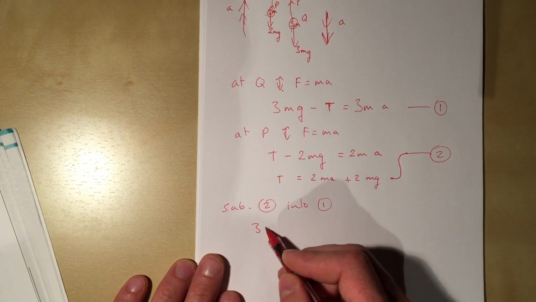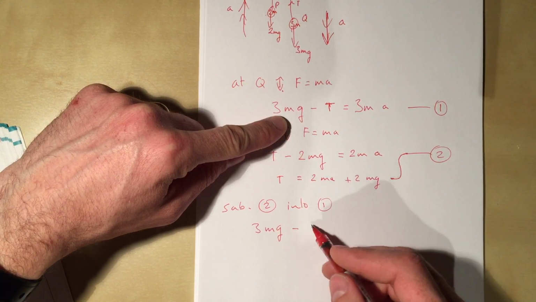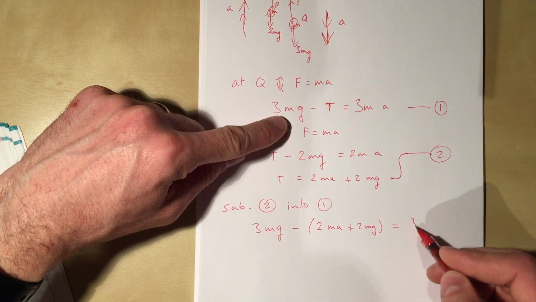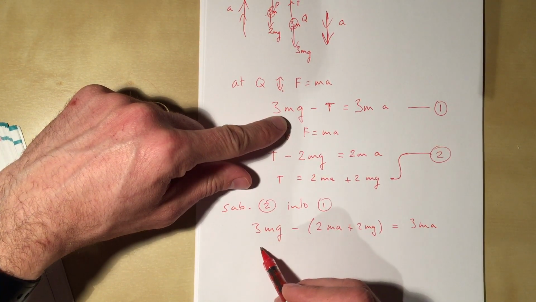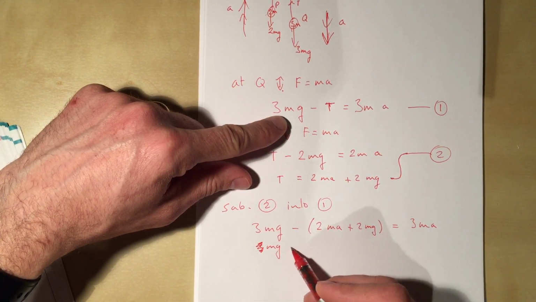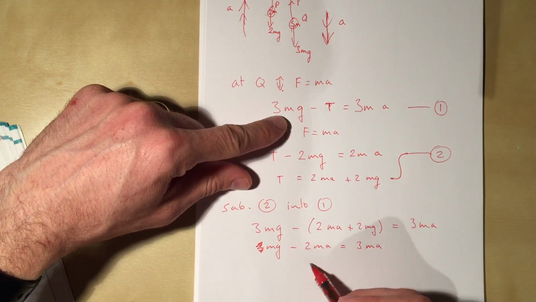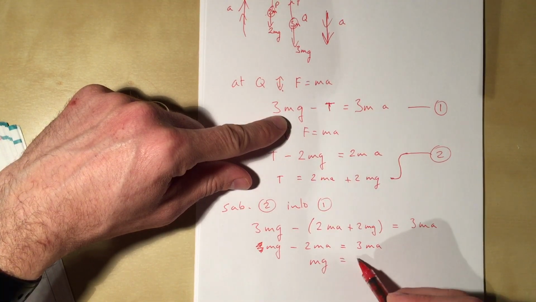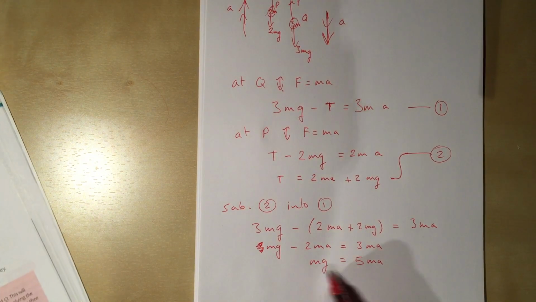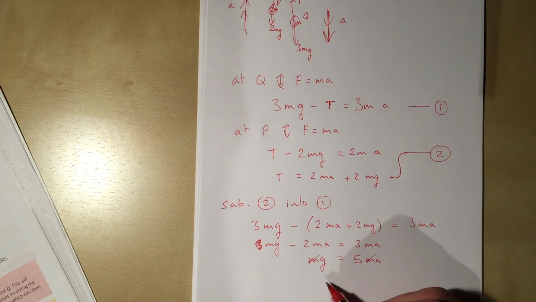What I get is 3mg from equation 1 minus, here's the tension, 2ma plus 2mg equals 3ma. So that is 3mg take away this 2mg, so that's just an mg, minus 2ma equals 3ma. So on this side, mg equals 5ma, taking this minus 2ma, shifting it over this side. Now look at this, look. Divide by m on this side, I get g. Divide by m on this side, I get 5a.